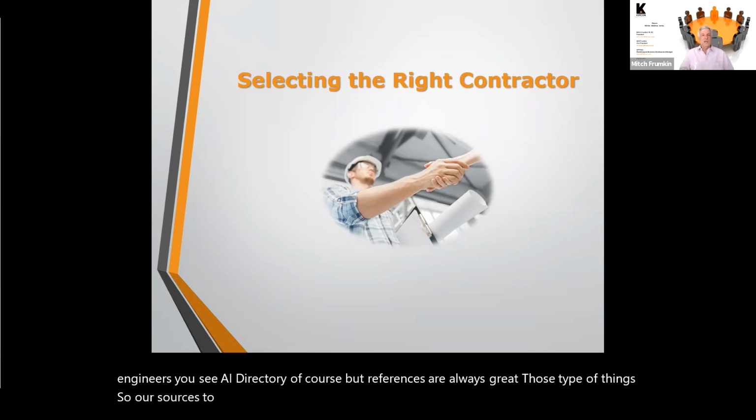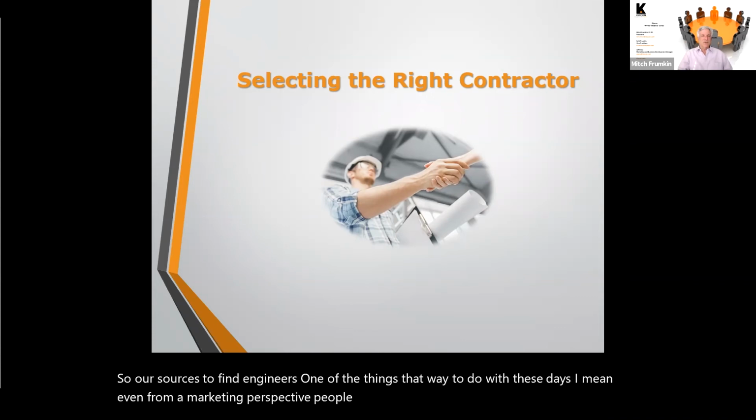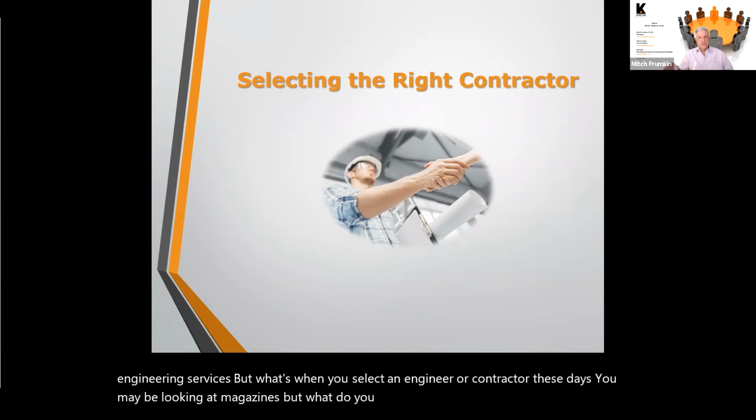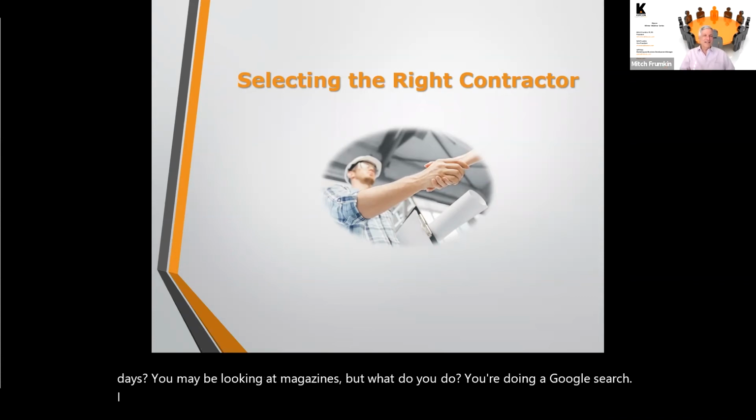One of the things, even from a marketing perspective, is that people put ads in the CAI magazine to provide engineering services. But when you select an engineer or a contractor these days, you may be looking at magazines, but what are you doing? You're doing a Google search. That's how you find people these days.